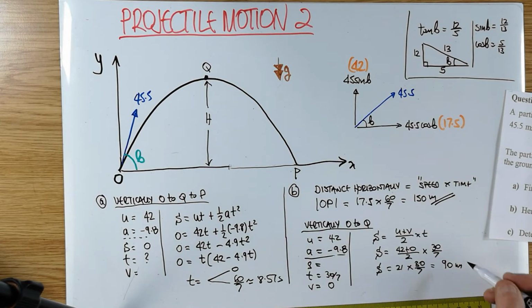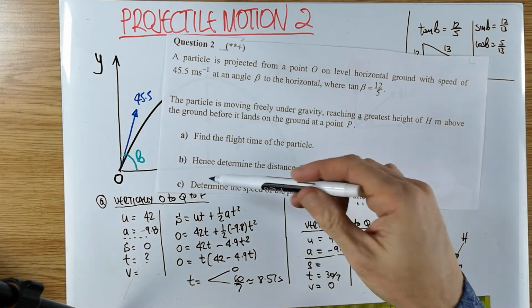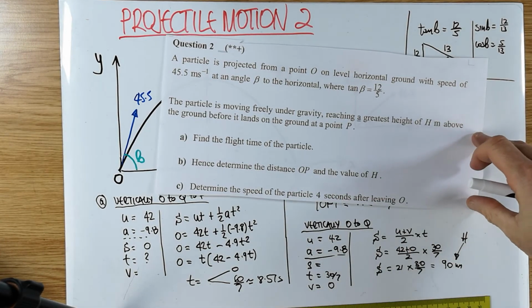So that's your h, of course, because the question says find the value of h, which they defined earlier on in the question. Determine the distance OP, 150 meters. The value of h is 90 meters.